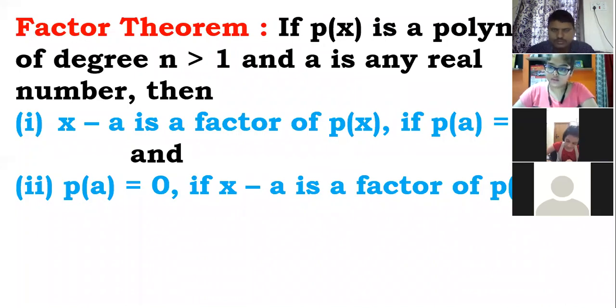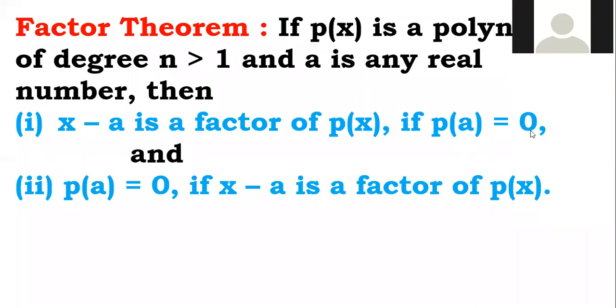If p of x is a polynomial of degree n greater than 1. What is the meaning of n greater than 1 here? Any number which is greater than 1. Good. And a is any real number. x minus a is a factor of p of x if p of a is equal to 0, and p of a is equal to 0 if x minus a is a factor of p of x.